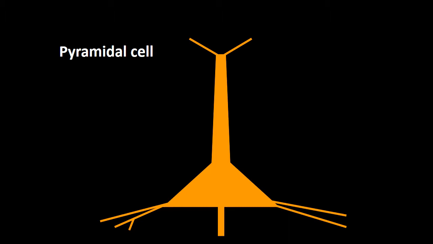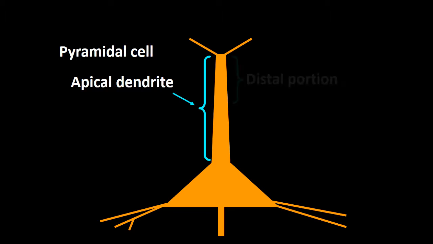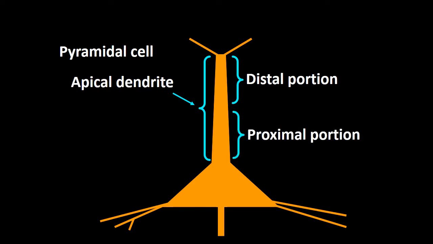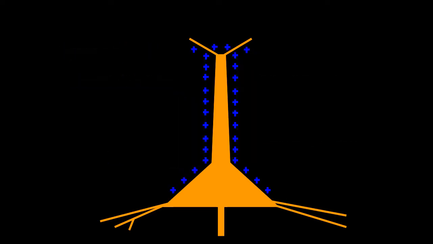The important pyramidal cerebral cortical cell structures for our current discussion are the apical dendrite with its distal portion and proximal portion, the cell body, and in addition to these important areas, we have to know a little bit of neurophysiology, and the most important thing is that at the state of rest, a thin layer of extracellular space in the vicinity of the neuron is positive, as you can see in this frame.